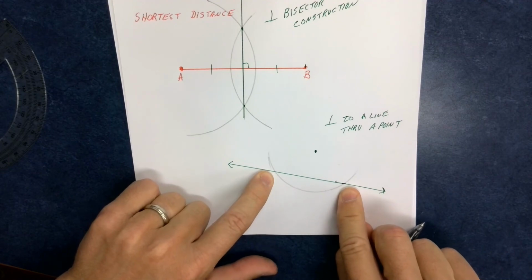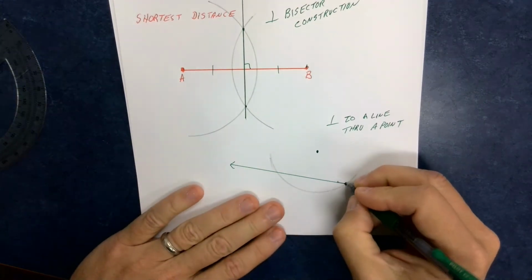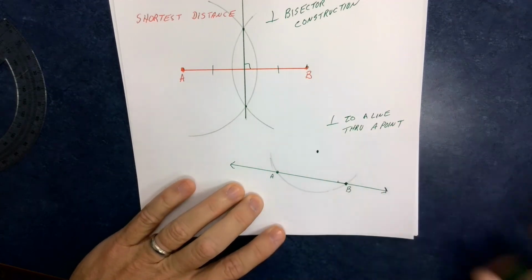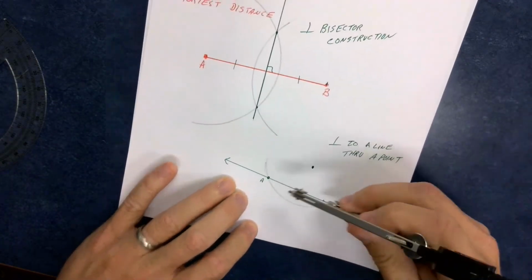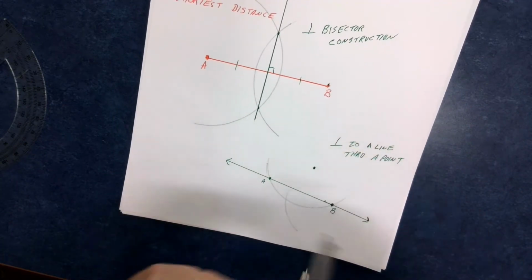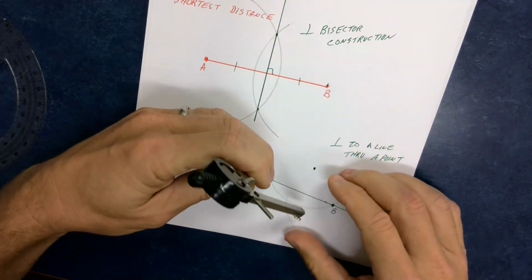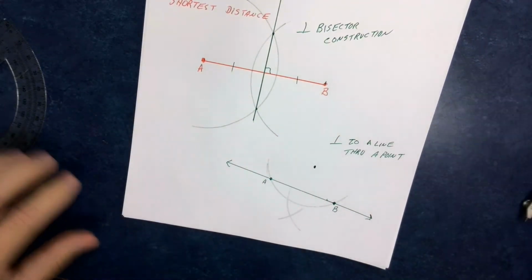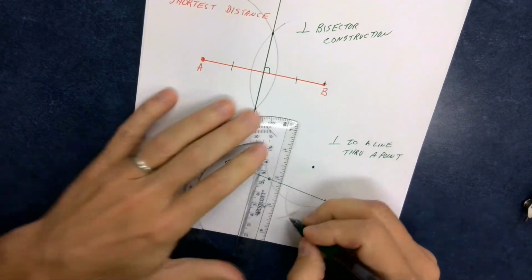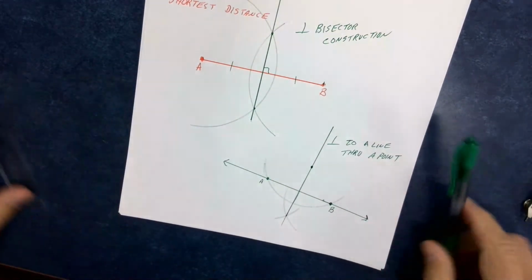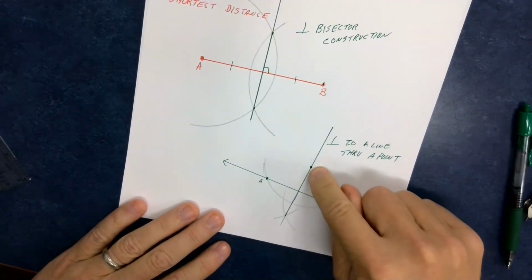Yes? Everybody see that? Okay, so now what I'm going to do is from this point and this point, we'll call these A and B, I'm going to swing arcs below the line further. So from B, I swing an arc right there, and from A, I swing an arc right there. Now if I wanted to, I could do those up above, but I'm going to show you something that's kind of cool. Watch what happens.